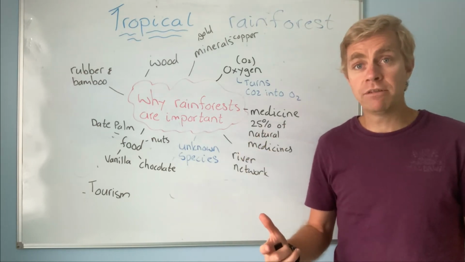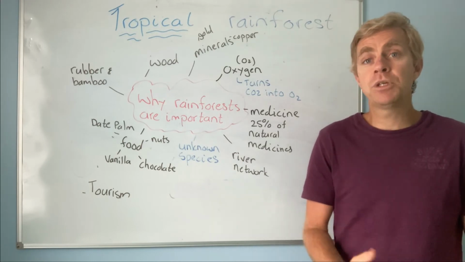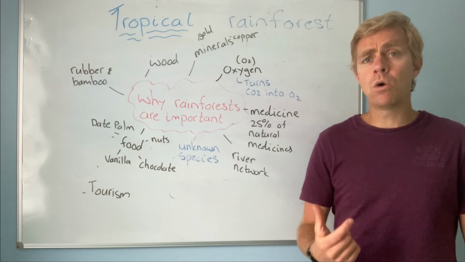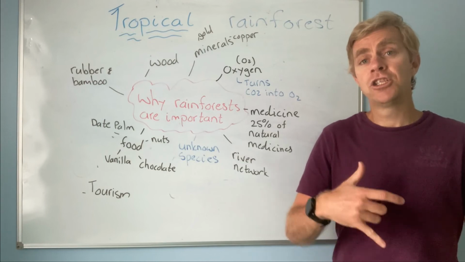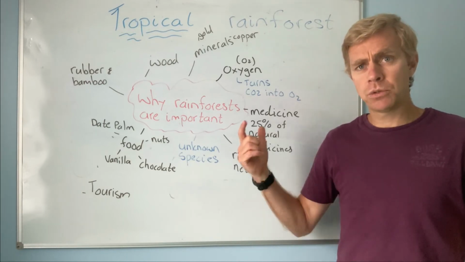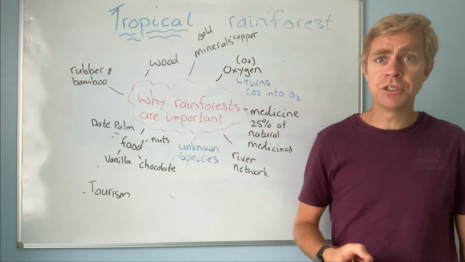Unsurprisingly, a very important ingredient from the rainforest is wood. Chairs, tables, firewood, material with which to build a house comes from a rainforest. Also minerals, gold, copper, all very, very important to us as humans to allow our economy and our environment to keep ticking over. Another side point that makes a rainforest very, very important is tourism.